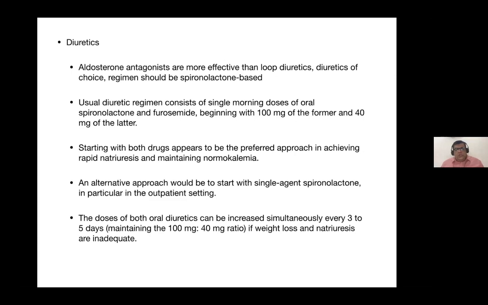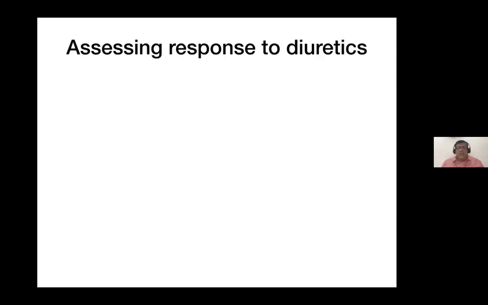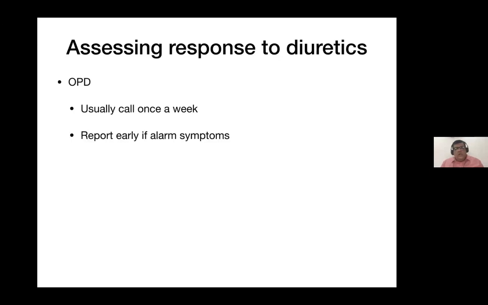The doses of both the oral diuretics can be increased simultaneously every 3 to 5 days, maintaining this ratio, if the weight loss and natriuresis are inadequate. So how do we assess this response to diuretics? In an outpatient setting, you have to counsel the patient well. Most often, I would call the patients once a week for follow-up till I can get their ascites controlled.